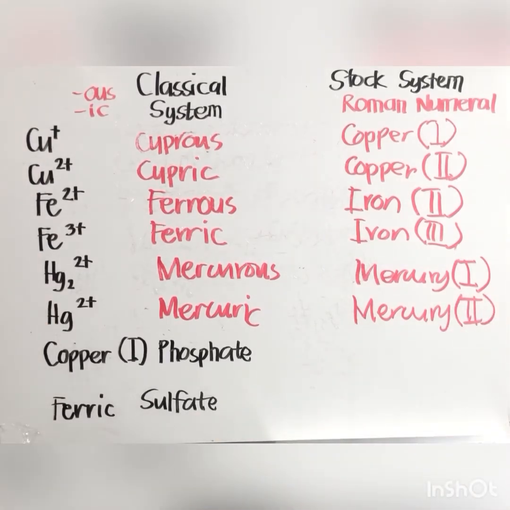Now what if, for example, you're given the name of the compound and all you're going to do is write the chemical formula? Let's try copper(I) phosphate. Phosphate and sulfate are two of our common polyatomic ions, like the phosphide, the sulfate, and the sulfide.